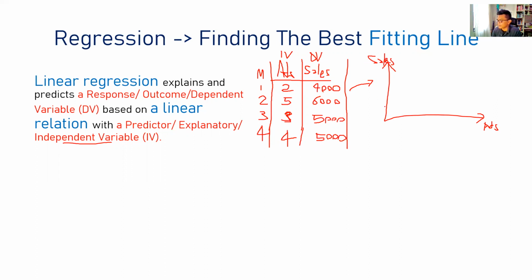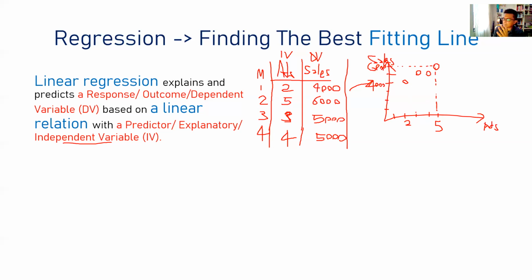For example, the ads budget is 2 million, and the performance is 4,000. This is 2, this is 4,000. And then you make a dot. And then the second data point, 5 million, and you see that the performance is 6 billion rupees. So I put it here. And the third data, we have 3 million rupees, and then the sales turn out to be 5 billion. And for 4 million ads, also 5 billion.